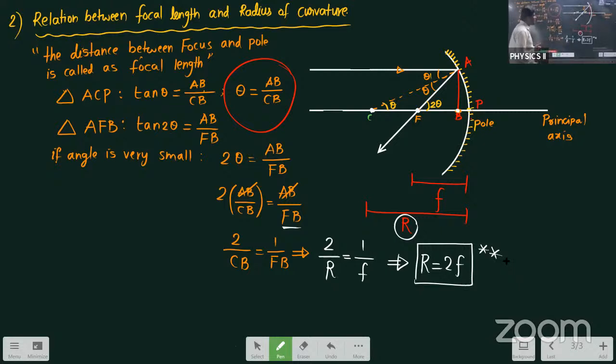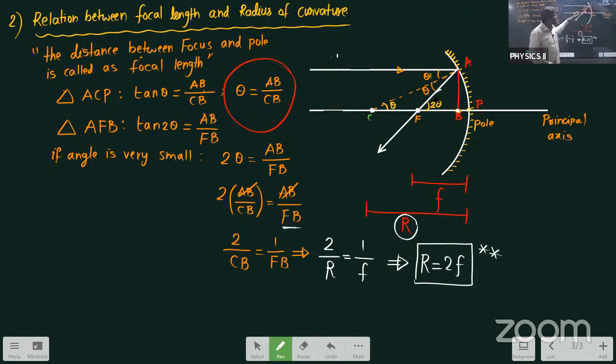See here, let us see once again. Which type of mirror have I considered? I have considered a concave spherical mirror. I have considered a point at the center of the mirror. That point is called the pole. And the line which is passing through the pole is called the principal axis. Next, I have considered a ray which is coming parallel to the principal axis.